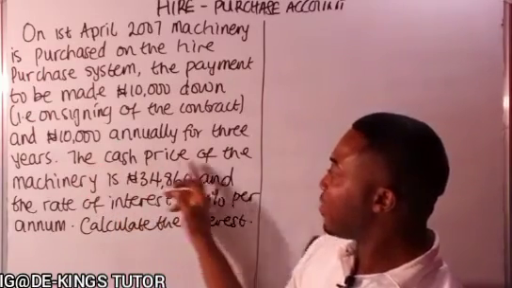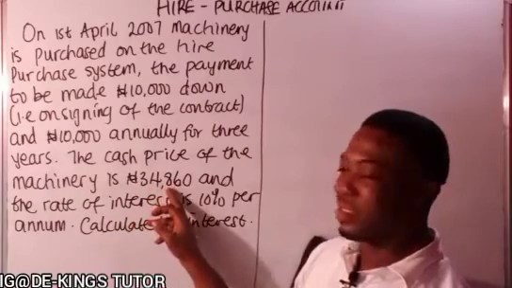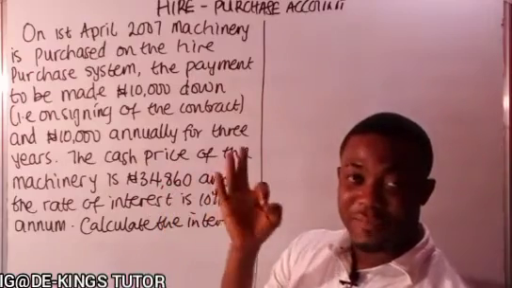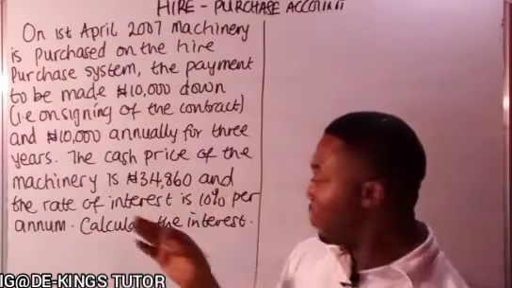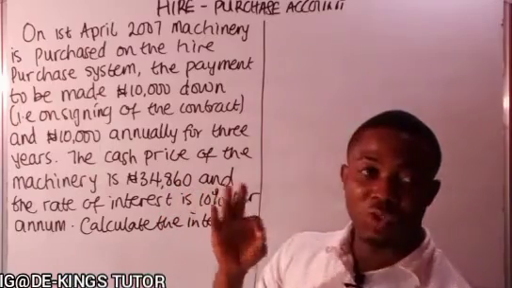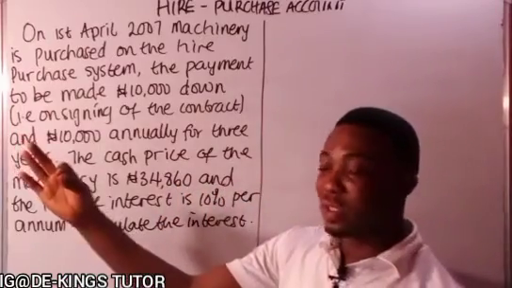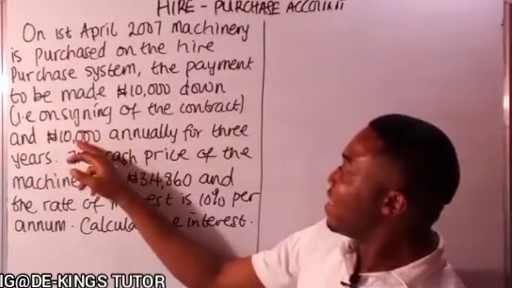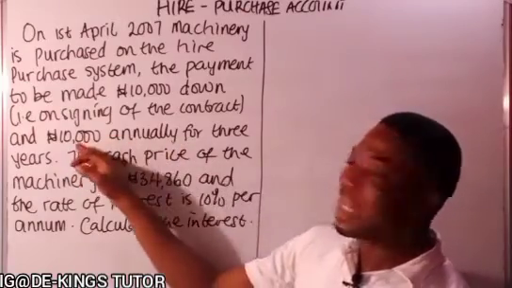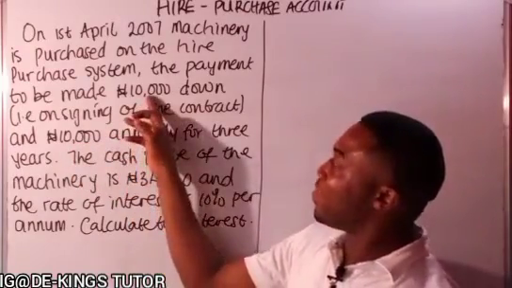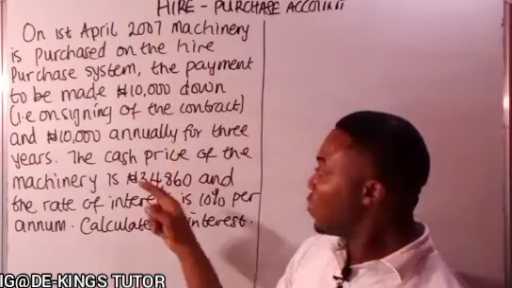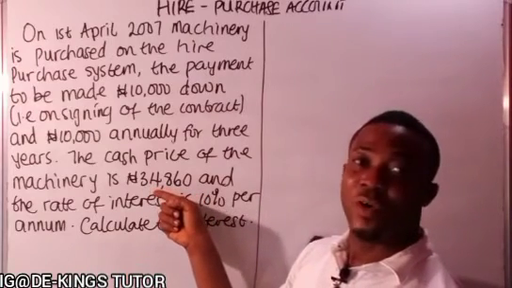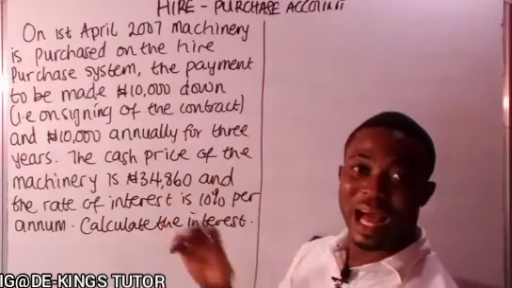Now they said the cash price of the machinery is 34,860. Now watch, 34,860 is the cash price. Had it been that they had the full amount of money to pay, they would pay less. But because it is on the hire purchase system, they are making 10,000 as down payment. That's 10,000. Then another 10,000 for 3 years, which is 30,000, plus the initial deposit of 10,000, that's 40,000. So they are paying higher in terms of hire purchase than they would have if they had the money to get the machinery outright.